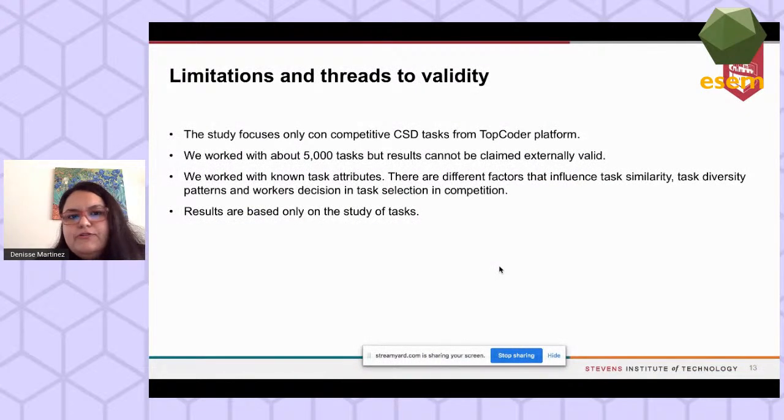Some of the limitations and threats to validity. So the study focuses only on competitive CSD tasks on the Topcoder platform. We worked with about 5,000 tasks, but results cannot be claimed externally valid, and we worked with known task attributes. There are different factors that influence task similarity, task diversity patterns, and workers' decisions in task selection in a competition. So results are only based on the study of tasks.